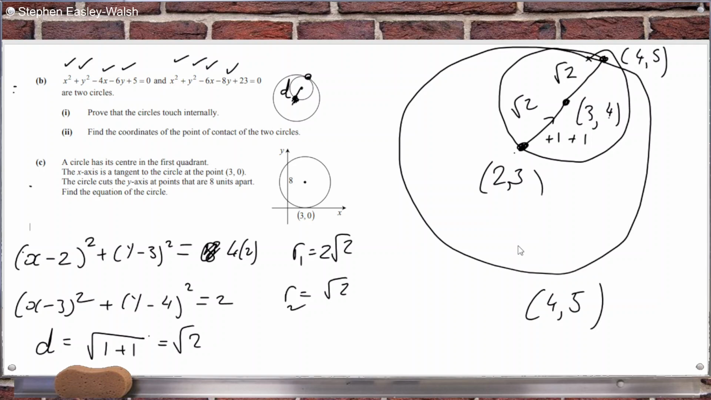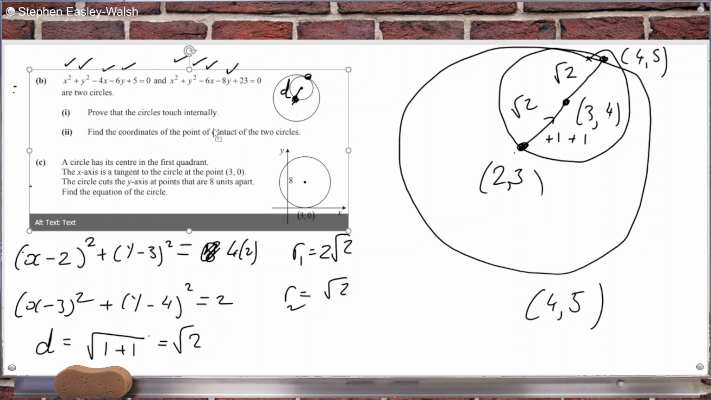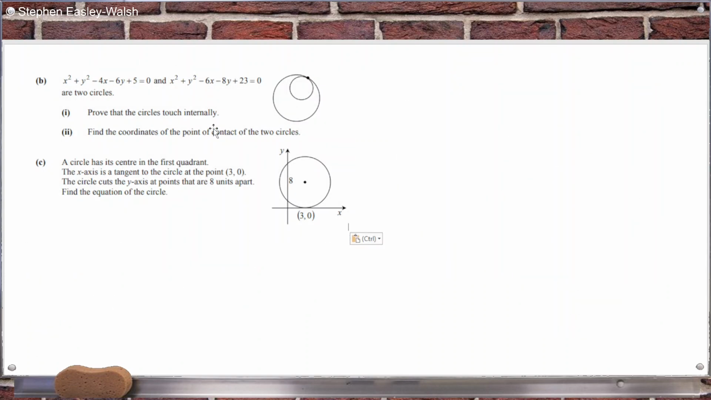All right, let's have a look now at the last part here. A circle has its center in the first quadrant. The x-axis is a tangent to the circle at the point 3, 0. The circle cuts the y-axis at points that are 8 units apart. Right, so here to here is 8 units apart. Find the equation of the circle.